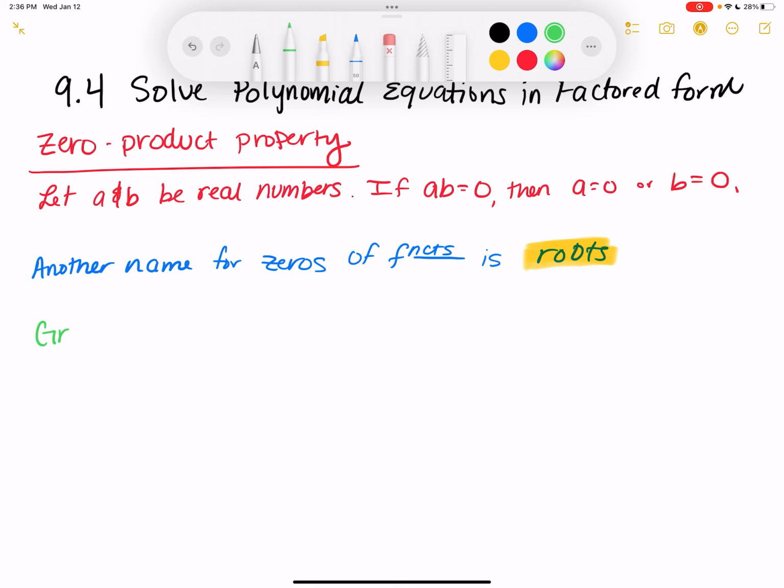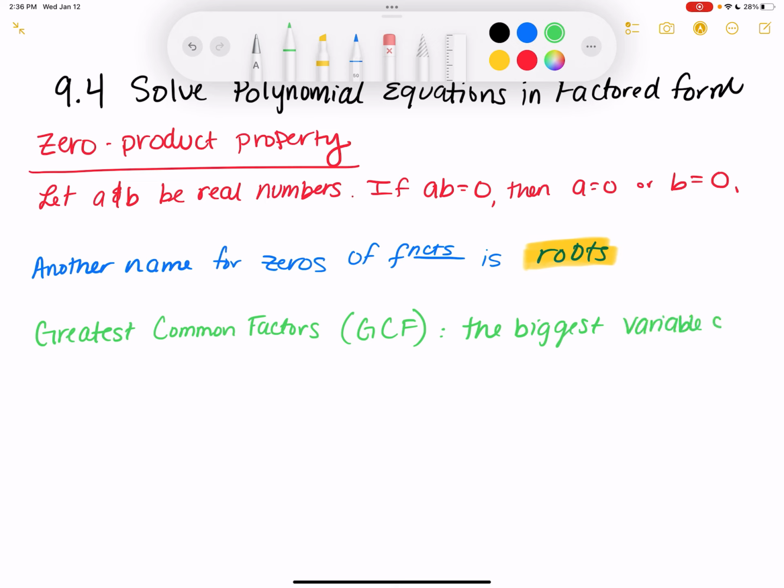Another thing that you need to be aware of are the greatest common factors, also called a GCF, and that is the biggest variable or number that can be pulled out from the equation.